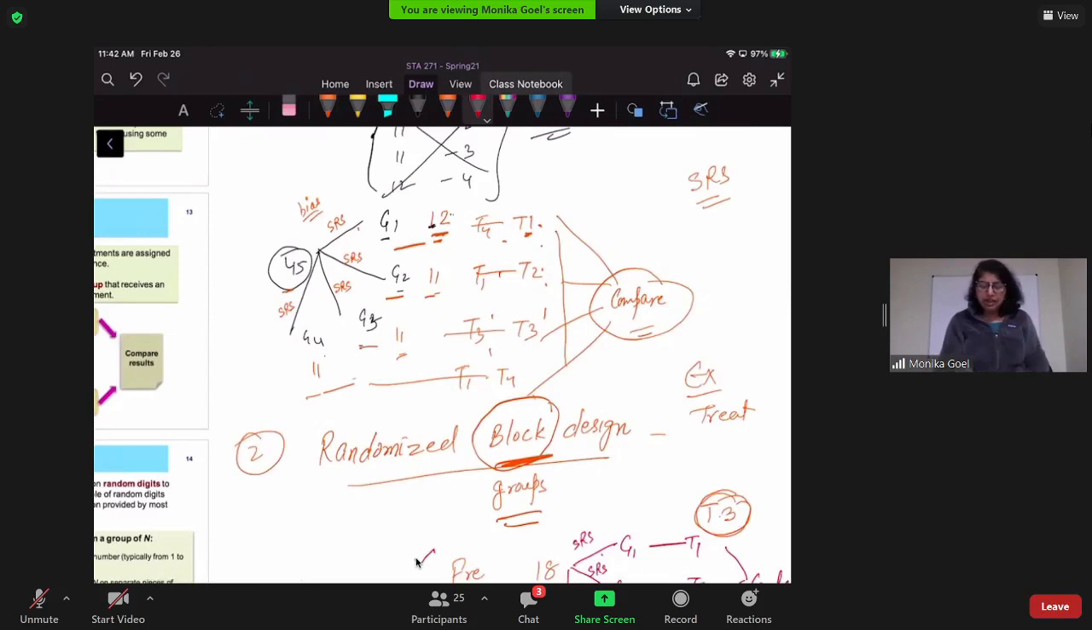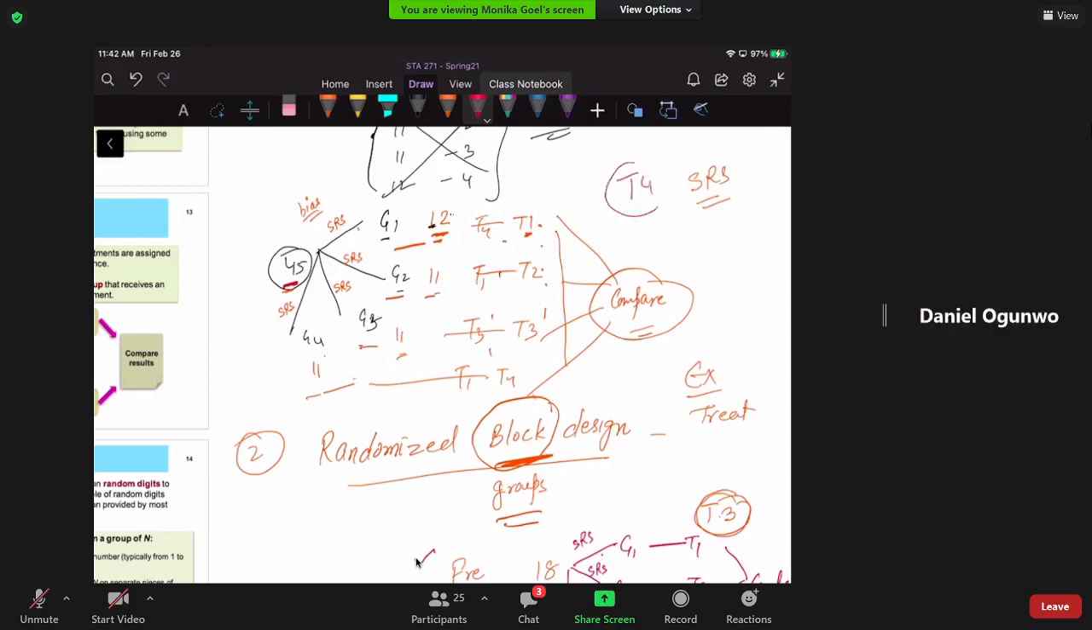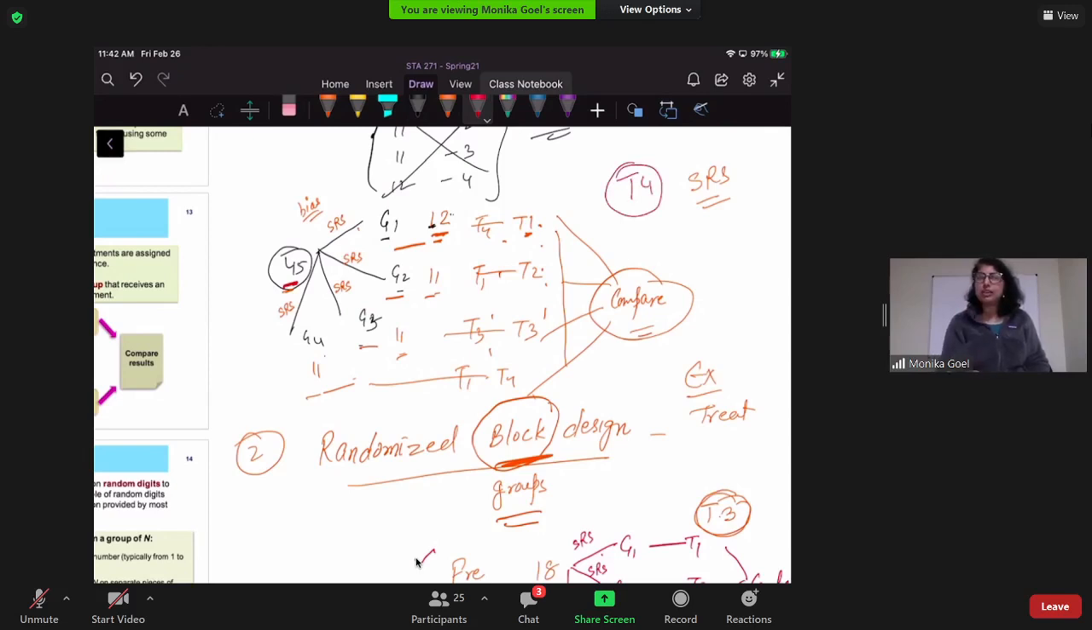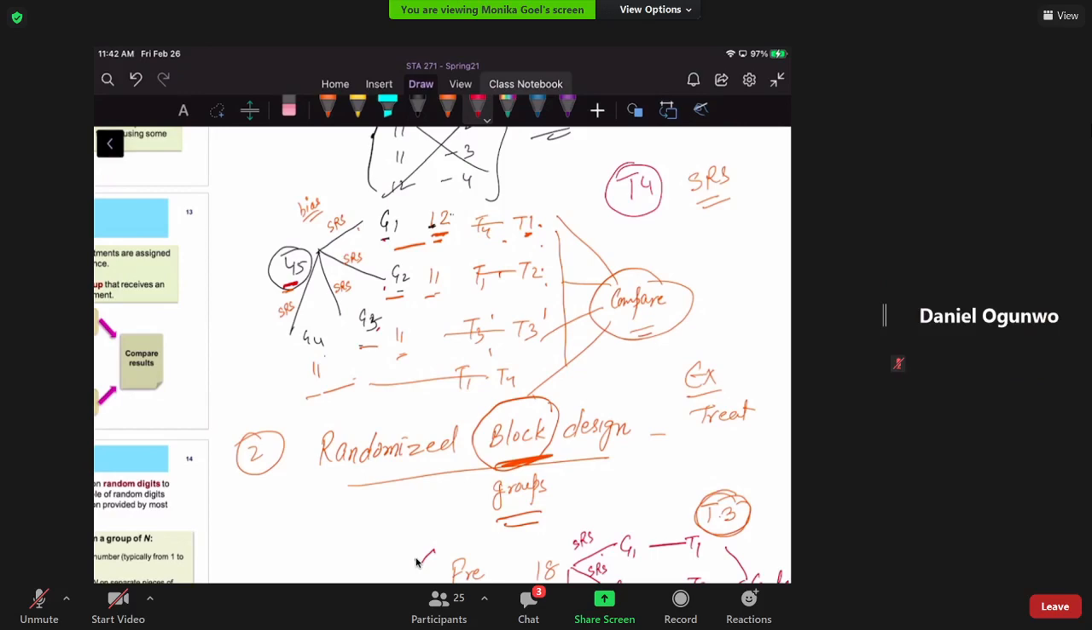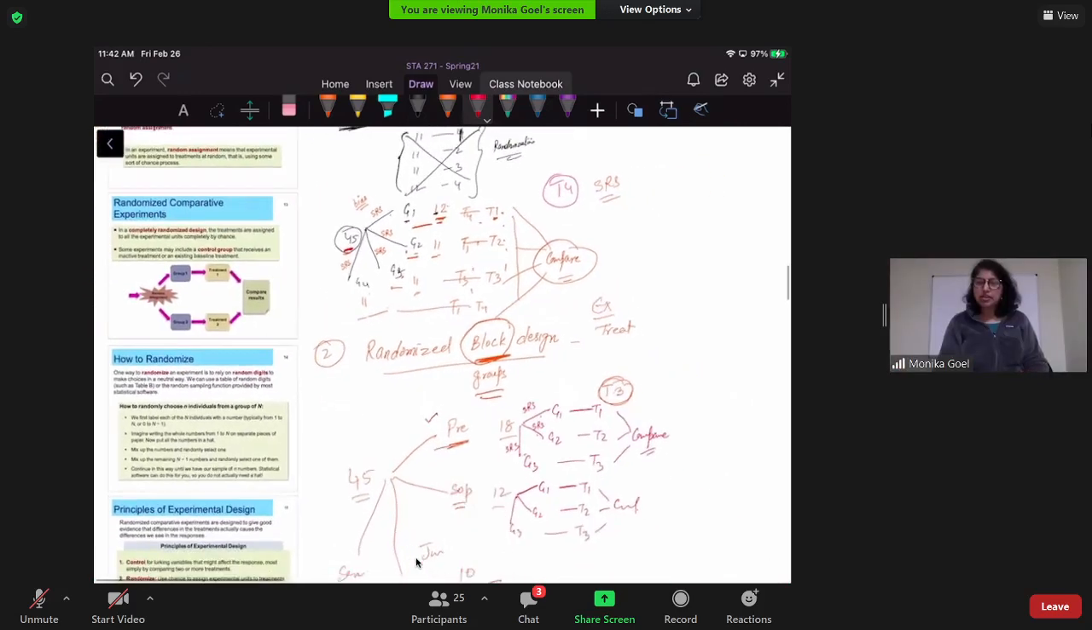So in completely randomized design, we don't have the groups. We have only the treatments. So we know that we have 4 treatments. So we do the randomization, or you can say that we do simple random sampling, and make 4 groups, and then apply the treatment to each group. But when we talk about the block design, we know the blocks ahead of time, and then we do randomization within each block, and then apply treatment within each block, and then compare. Does that make sense now?